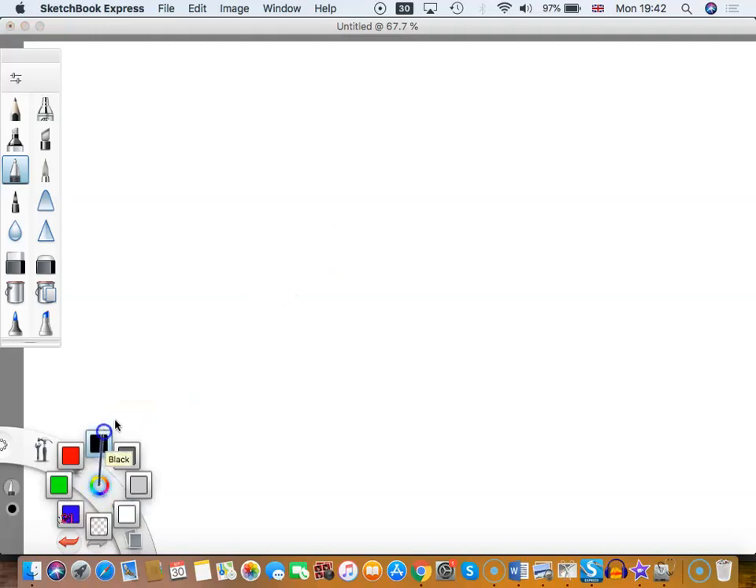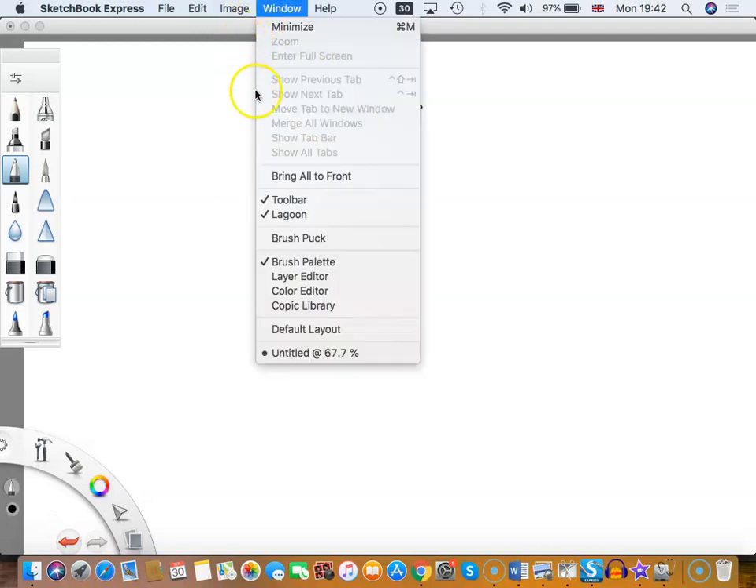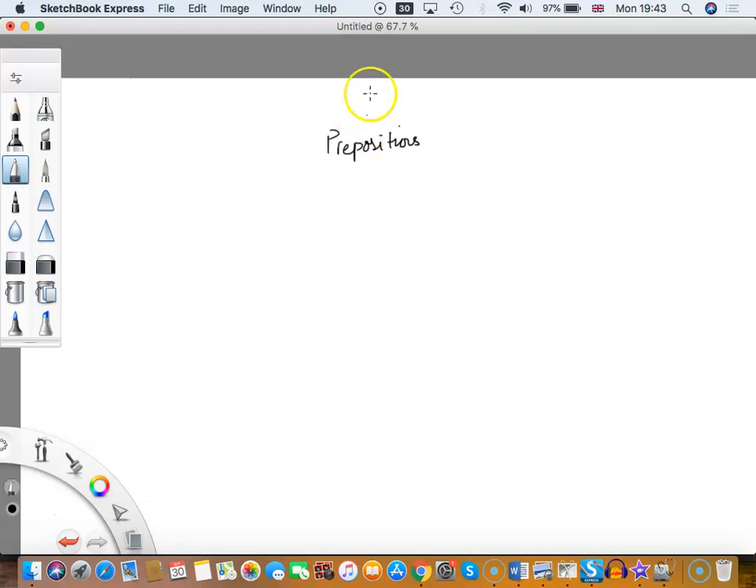Okay, prepositions. Prepositions. I just asked you, can you guys see? Okay. All right. Well, which part can't you see? Can you see the word prepositions? All right. All right, so I'm going to have to bring this down then. Can you see now? Okay.